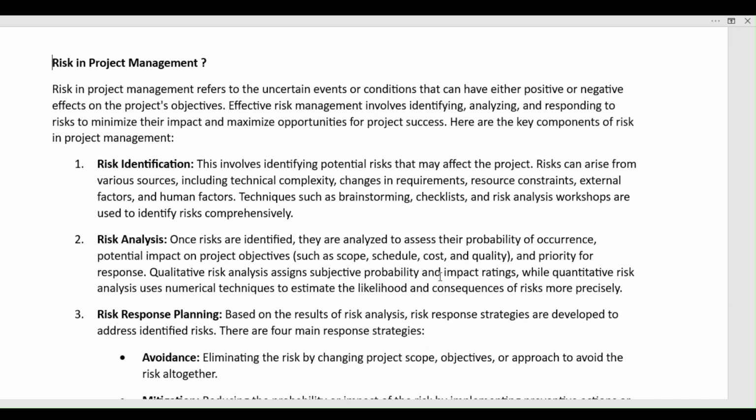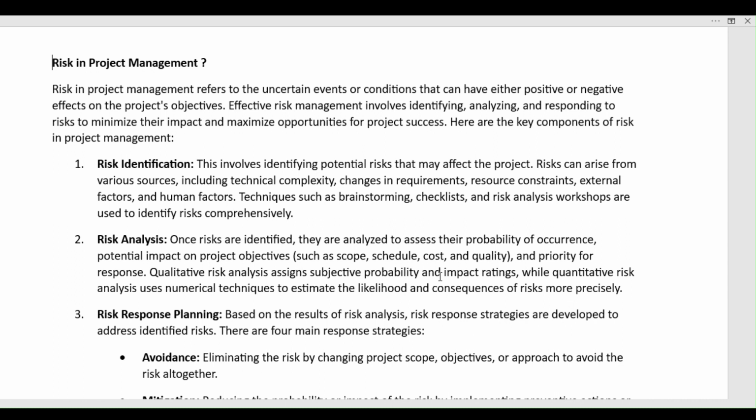Here are the key components of risks in project management. First one is risk identification. This involves identifying potential risks that may affect the project. Risk can arise from various sources, including technical complexity, changes in the requirements, resource constraints, external factors, and human factors. Techniques such as brainstorming, checklists, and risk analysis workshops are used to identify risk comprehensively.